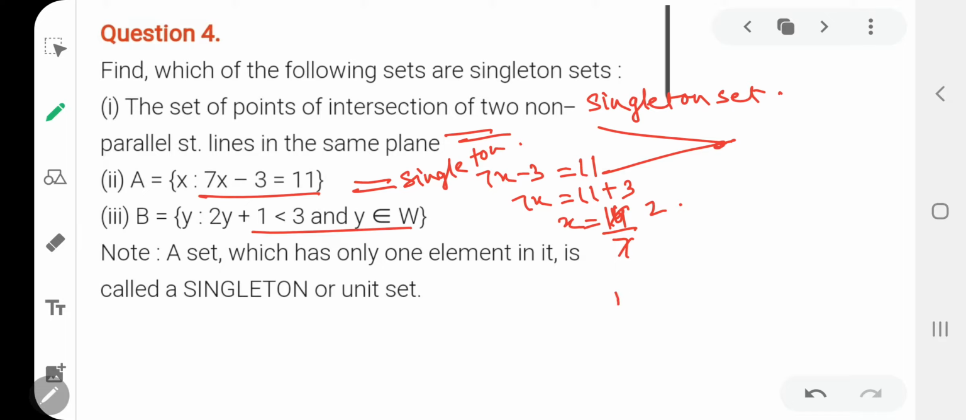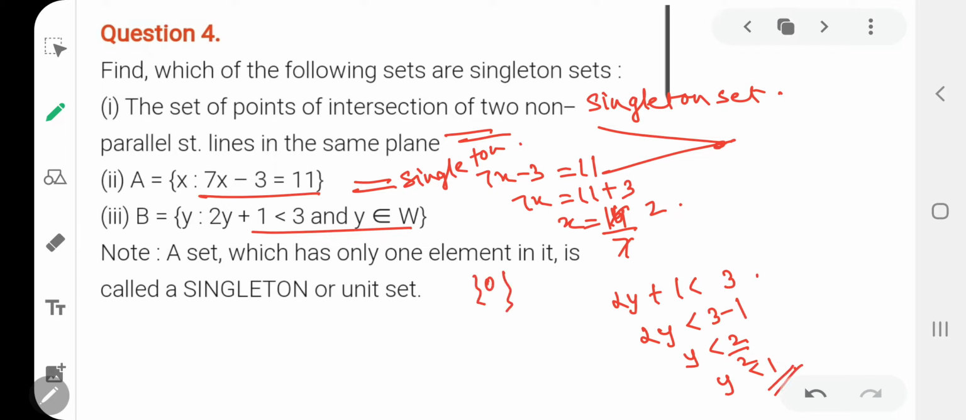For your third you have 2y plus 1 less than 3. Y belongs to whole numbers, my dear kids. First solve this equation. So that is y is less than 1. It belongs to whole numbers, that means I can include 0. So again 0 as an element is there, so it will be called a singleton set. Clear?